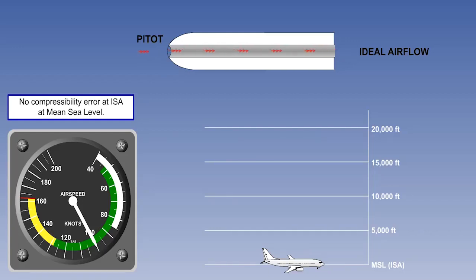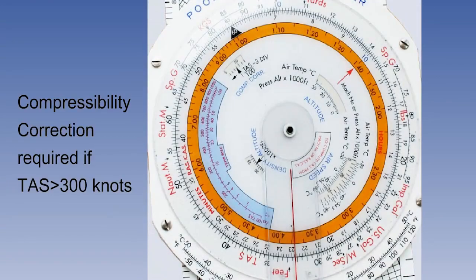The airspeed indicator is calibrated to allow for compressibility at an atmospheric density of 1225 grams per cubic meter, or ISA at mean sea level. However, at any other density, which in practice means nearly always, there is compressibility error. Compressibility error is insignificant at true airspeeds up to 300 knots, but must be applied if the initial calculation gives a TAS of more than 300 knots.